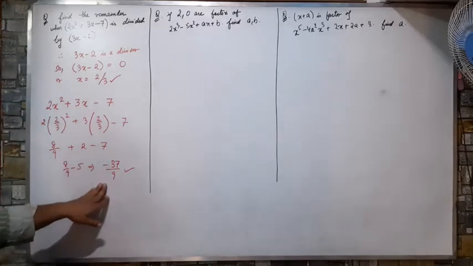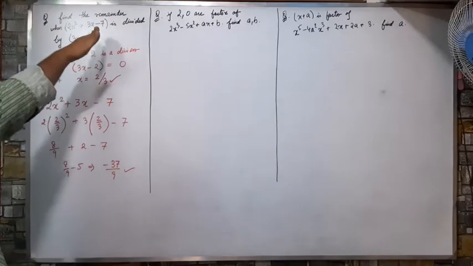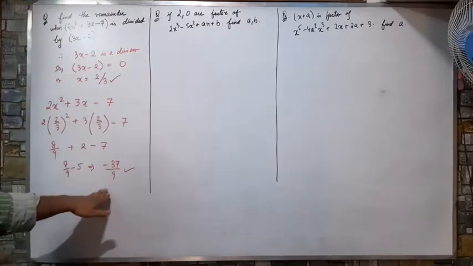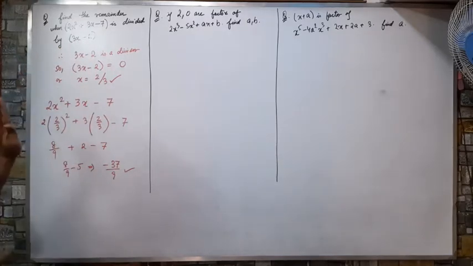Got it? How the things are being done? So I will directly apply this remainder theorem to find the remainder instead of dividing these two numbers. This is one type of question that may be asked.